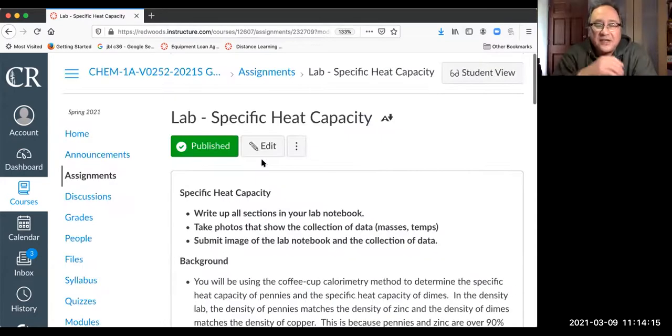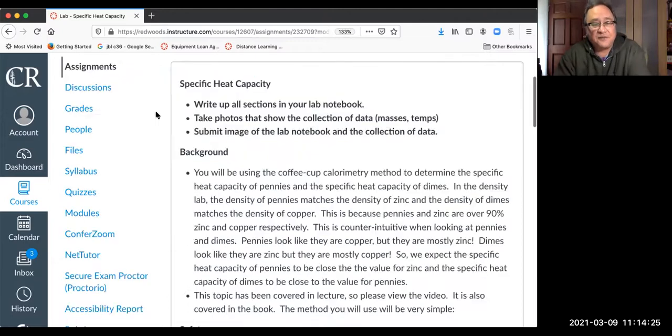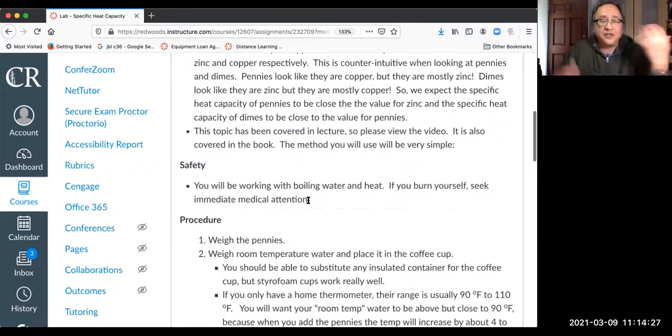So this one is actually kind of fun because you get to work with hot water. But remember, you're not supposed to allow anyone to work with you because we don't want anyone to get injured. And I do put this little section in here for safety. It says, if you burn yourself, seek immediate medical attention.